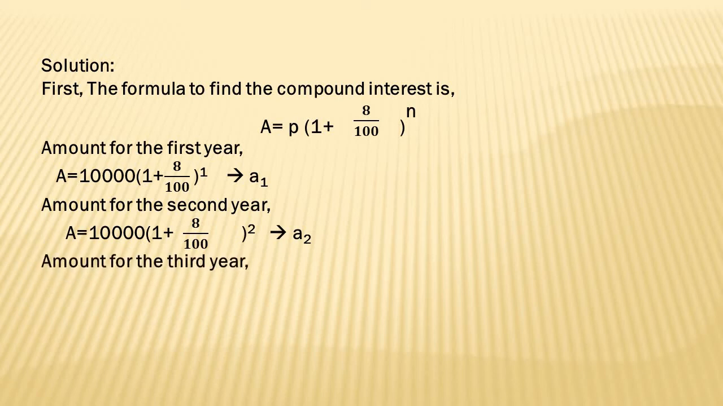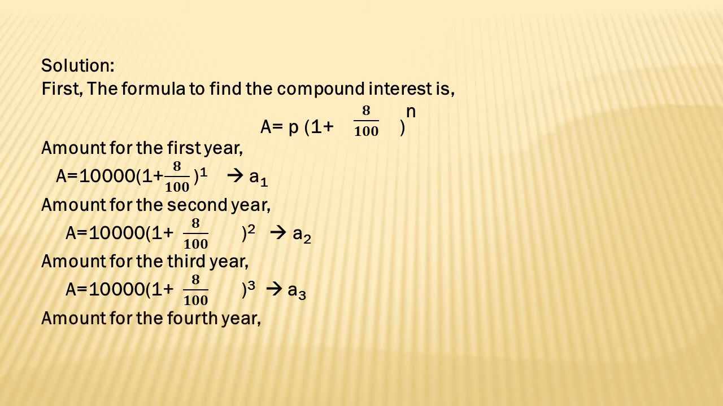Next is for the third year. In place of 2, you just have to replace 2 with 3. That is our third term. Now for the fourth year, just replace the 3 with 4. You get your fourth term. So in this way, you got all the 4 terms. Now let's check whether this situation forms an AP or not.